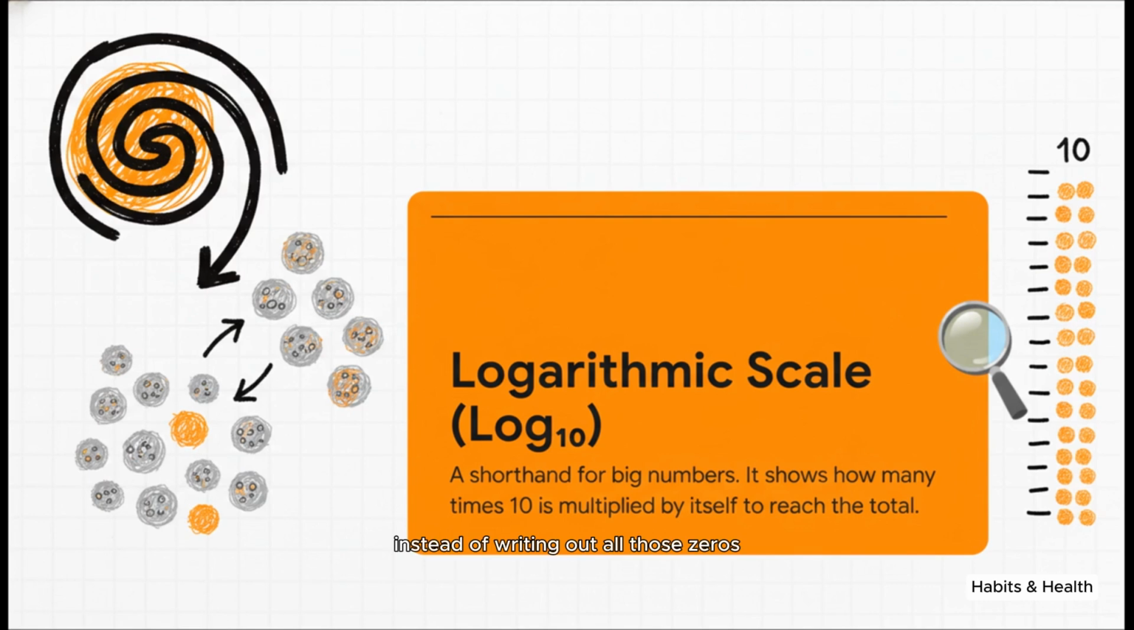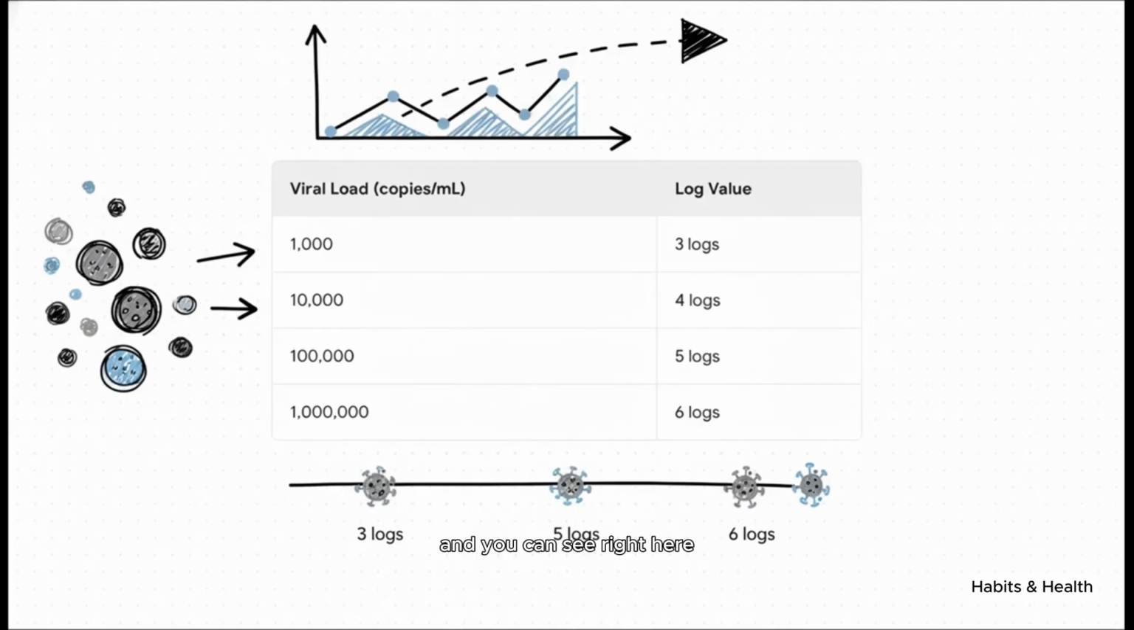Instead of writing out all those zeros, you're pretty much just counting them. So 100 has 2 zeros, that's 2 logs. 1,000 has 3 zeros, that's 3 logs. It's just a way cleaner way to handle these huge figures. And you can see right here just how much cleaner this system is. 1,000 copies, that's just 3 logs. 100,000 becomes 5 logs. 1,000,000 is 6 logs. See? You're tracking the exact same massive changes, but with these tiny, much more manageable numbers.